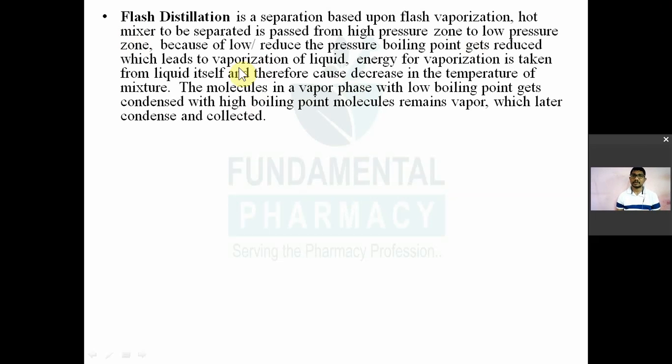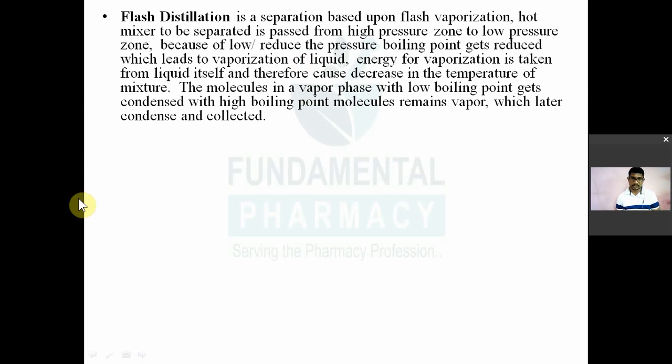Hot mixture is separated passing from a high pressure zone to low pressure zone. Because of low pressure, it reduces the boiling point, which leads to vaporization of liquid. Energy for vaporization is taken from the liquid itself, and because of that energy the mixture gets cooled. In flash distillation, the mixture will get cooled.